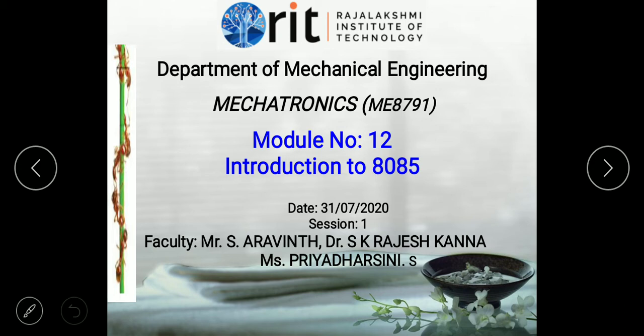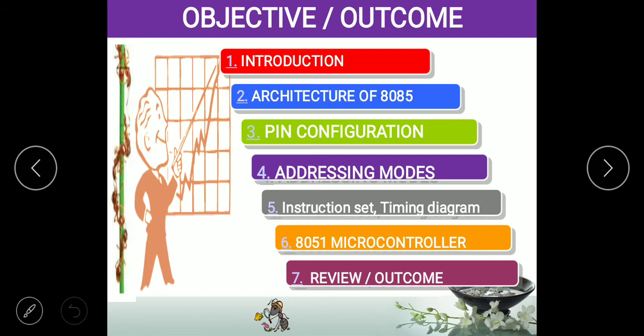In the previous classes, we discussed the introduction to the microprocessor, and the difference between microprocessor and microcontroller. Then we discussed the 8085 architecture. There we discussed the registers, program counter, the stack pointer and the flags. In this session, we are going to discuss what is the accumulator and the other things.